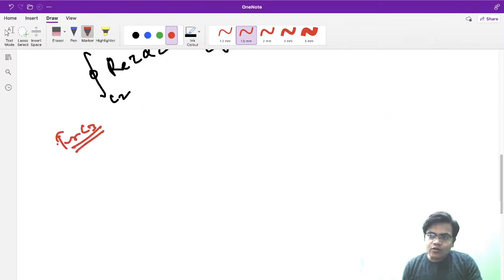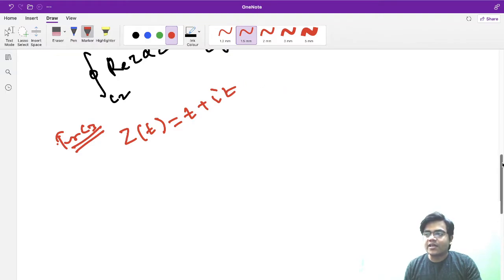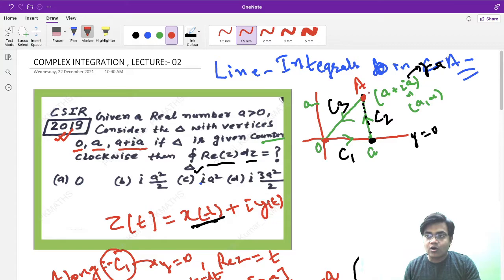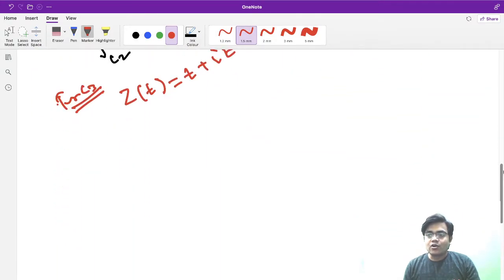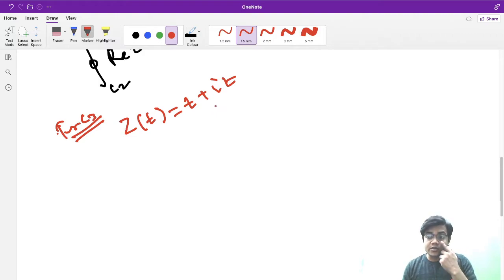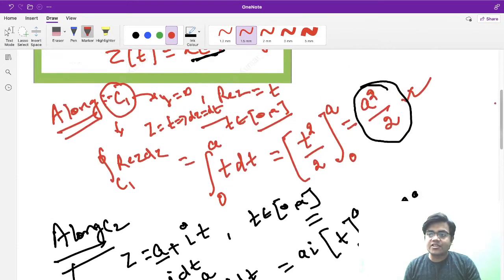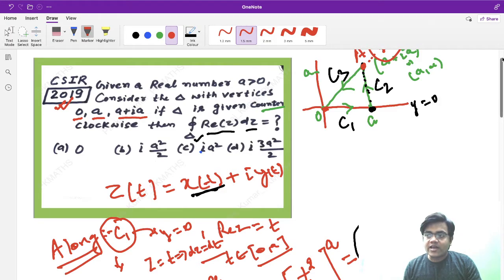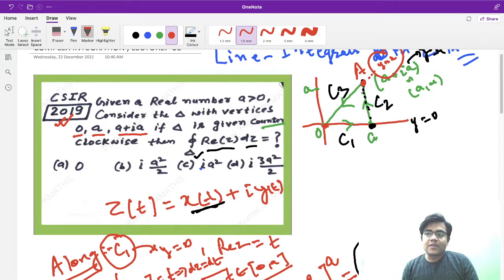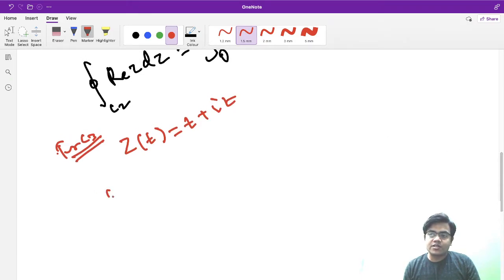So for C3, what can you see? Your z of t will be what? t plus iota t. Why? Because here you are moving along y equals x. So if your x is equal to t, then y will be t as well. So your z of t is t plus iota t, right? And now you have to get the integration along C3. From 0 to a, what are the coordinates? 0 to a only, isn't it? From where to where are you going to integrate? From 0 to a. So your integration will be along C3.